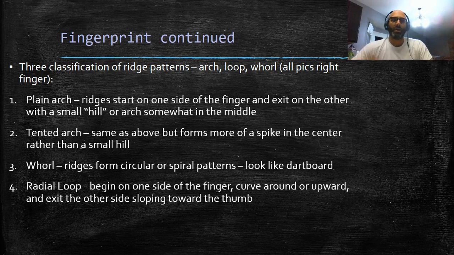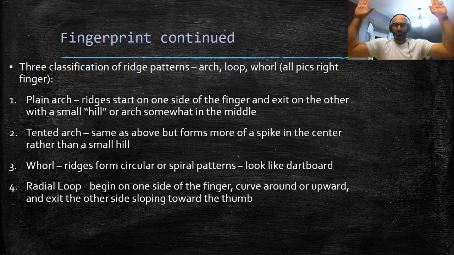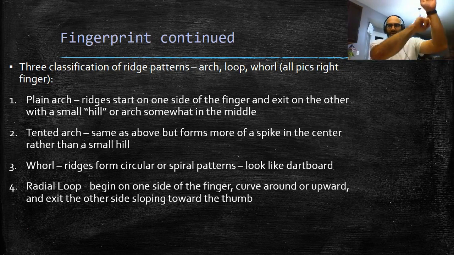You have two kinds, radial loop and ulnar loop. And it has to do with the direction the loop points. If it points towards the radius bone of your forearm, which is the one that connects to your thumb, if you hold your arms flat like this, the one right here is the one that connects to your thumb. The one on the outside is the one that connects to your pinky. Radius, ulna. That's why it's called a radial and ulnar loop.